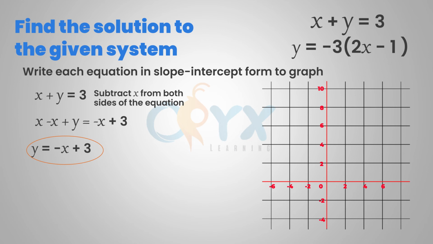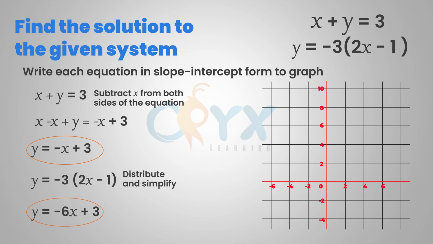The second equation I need to simplify as well, so I need to distribute the negative 3. So negative 3 times 2x gives us negative 6x. Negative 3 times negative 1 will give us positive 3. So now we have the line y equals negative 6x plus 3.